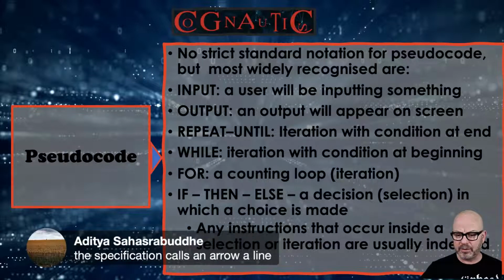The specification calls an arrow a line. Oh, does it? Okay. The specification calls an arrow a line. So are you saying there shouldn't be arrowheads on the vertical lines? Is that what you're saying? That's what I'm reading. Come back and let me know.